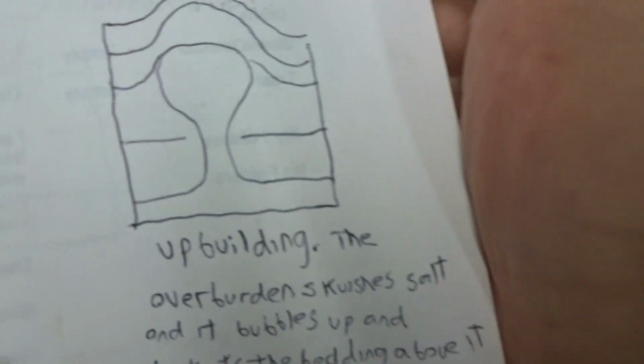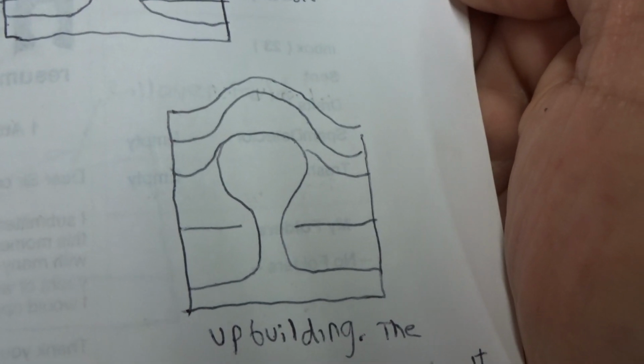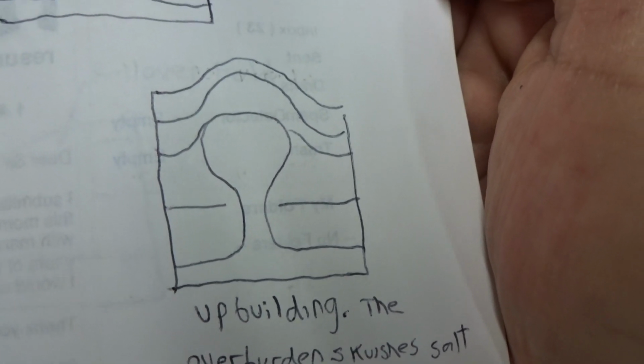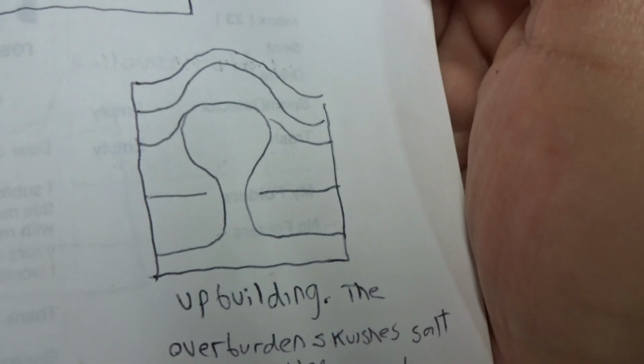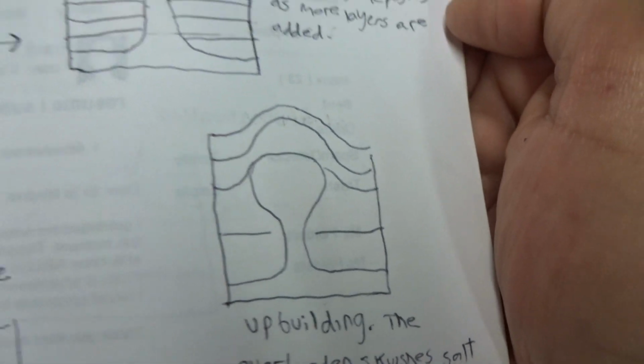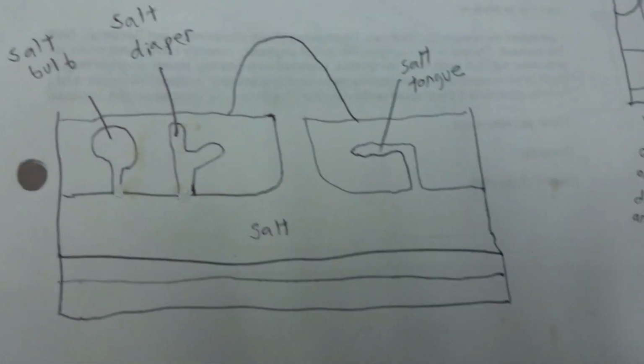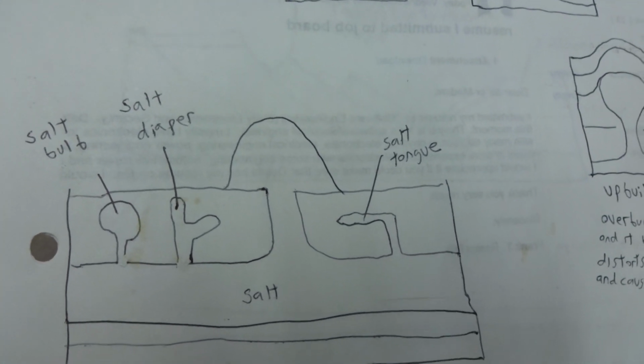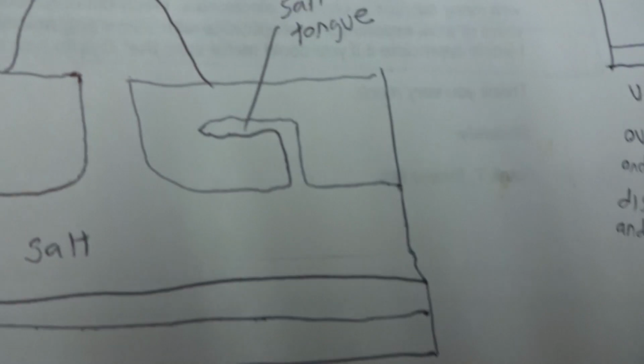In upbuilding, the overburden is crushed salt and its pebbles. The overburden is salt and it bubbles up and distorts the bedding above it and causes faults. And then there are different types of salt structures, such as a salt bulb, a salt diapir, and salt tongues.